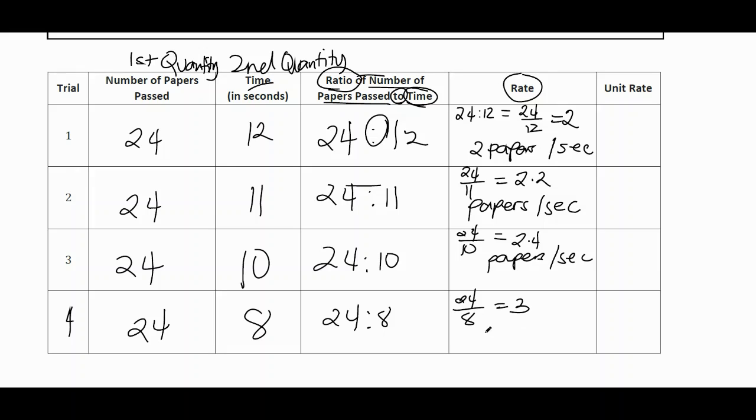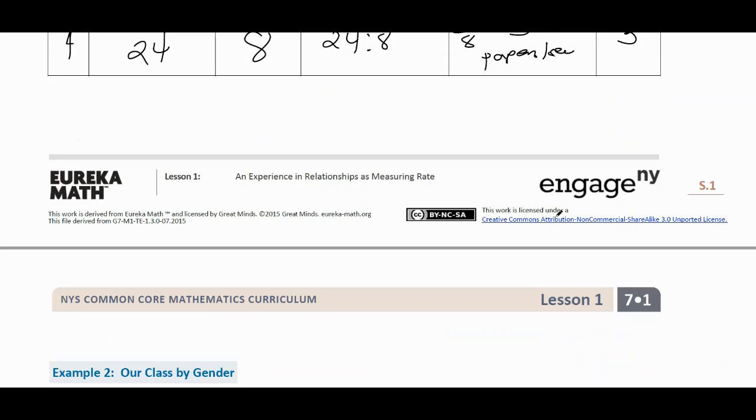Now, so that's going to be 3 papers per second. Now, for the unit rate, again, it's the numerical value of each. So this one is 2, this is 2.2, 2.4, and 3. So as you can see, it's pretty much easy how we do it.